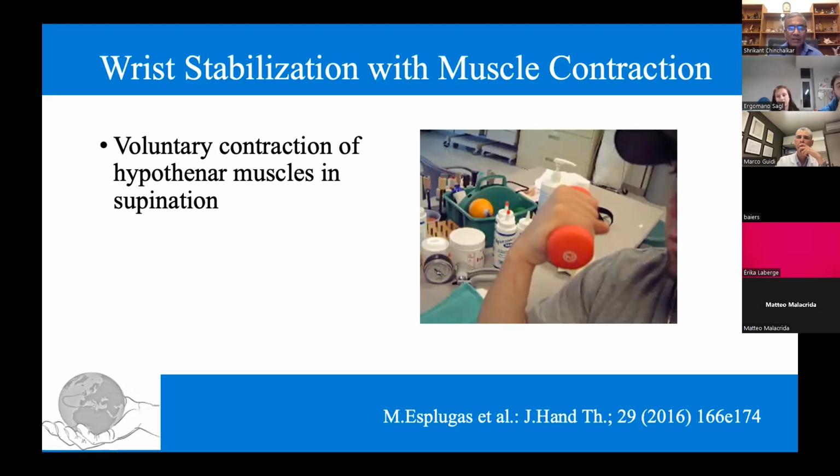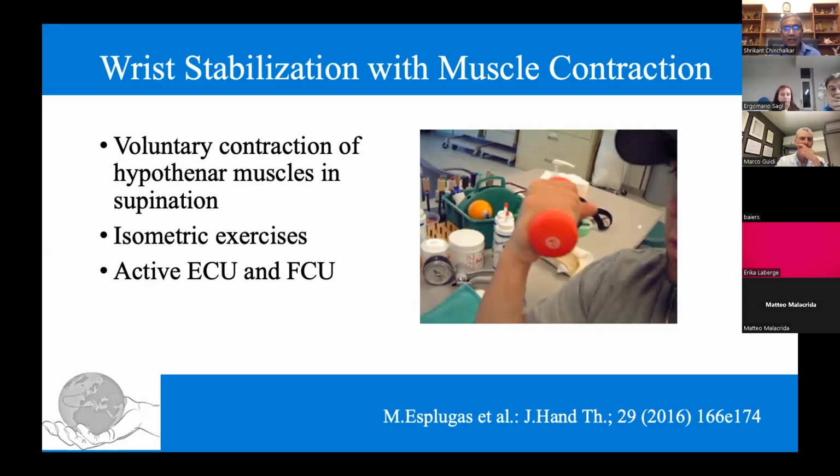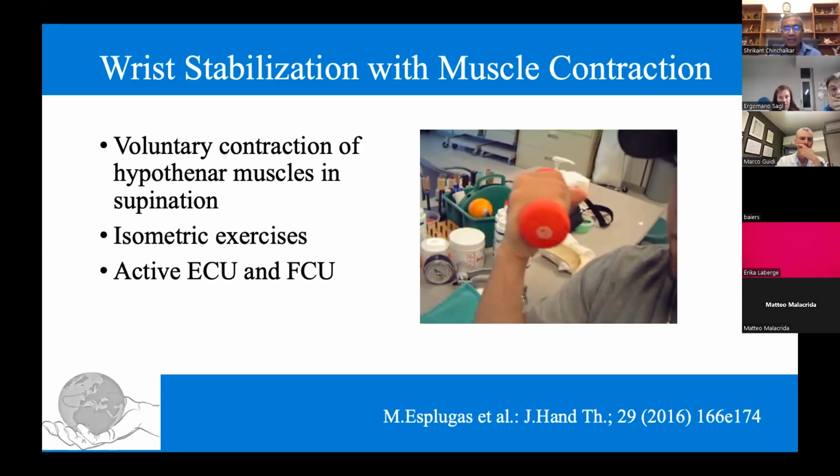Based on some of the work done by Maria Esplugas from Spain, she has shown that voluntary contraction of hypothenar muscles in supination, initially starting off with isometric exercises, then progressing to active ECU and FCU strengthening over time, will give patients better stability and better reduction or reorientation of the carpus in relation to the DRUJ.